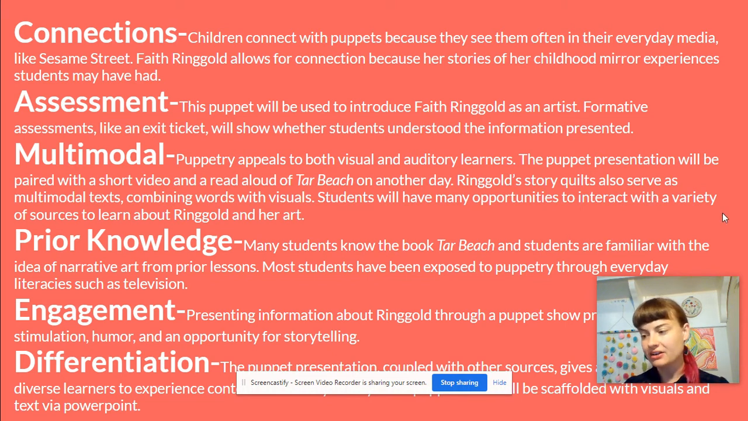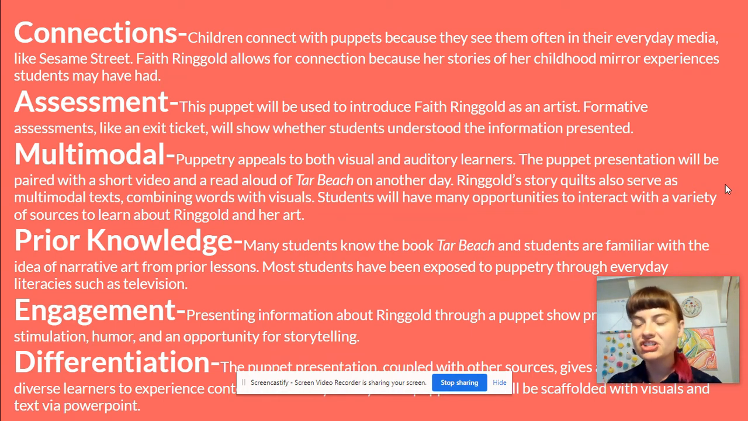In terms of prior knowledge, many students are familiar with puppets, as we talked about before, and many students also already know the book Tar Beach, so they have that prior knowledge or connection with Ringgold's work. In terms of engagement, puppetry is really engaging to students because there's an element of humor, visual storytelling, and also it's just something out of the normal that gets their attention.